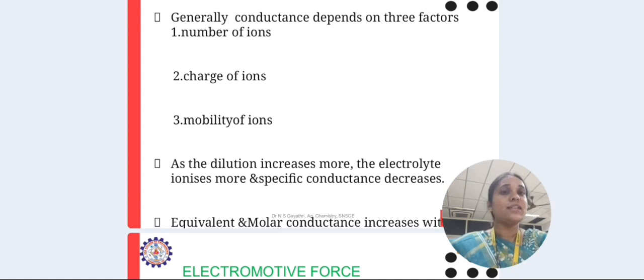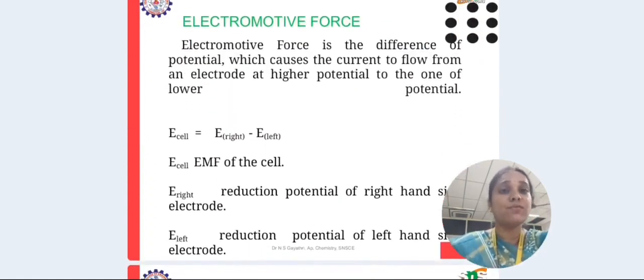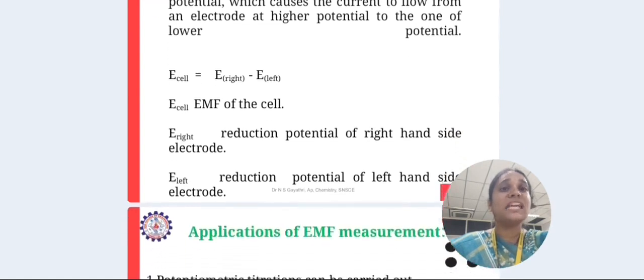Effect of dilution, we are seeing that the conductance depends on these three factors, that is number of ions, charge of ions and mobility of ions. As the dilution increases, only the specific conductance decreases, but the other conductances, equivalent and molar conductance, increase with the increase of dilution. And next we move on to the electromotive force, which is shortly called as EMF.